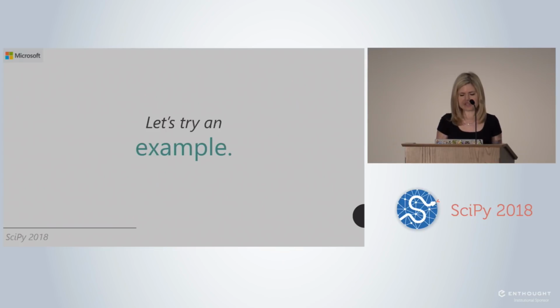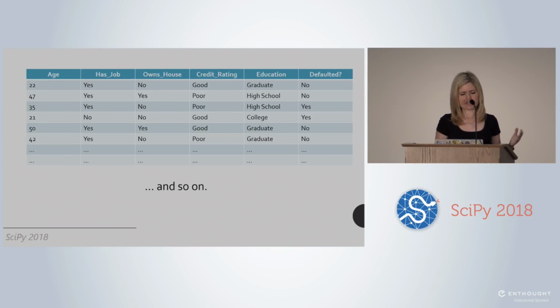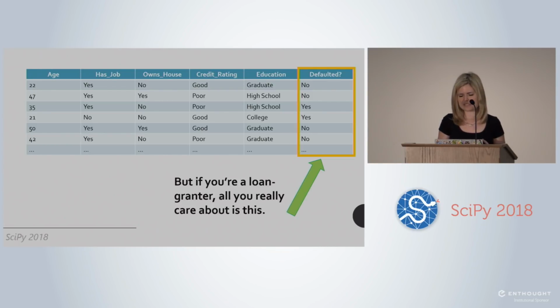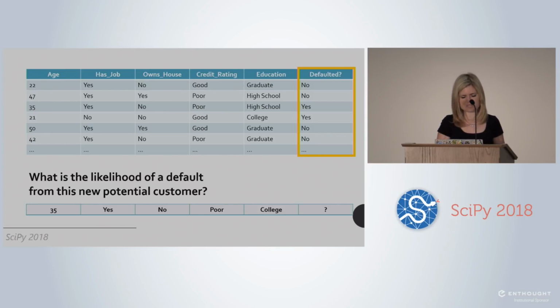So as an example, if you have a CSV file, a bunch of data about customers that you have for a bank, and you want to be able to predict whether or not they defaulted, so your boss gives you that task, all you would do is look at your existing data and attempt to build out some sort of model. And really, if you're my boss, all you really care about is that last column. So what is the likelihood of a default from a potential new customer?